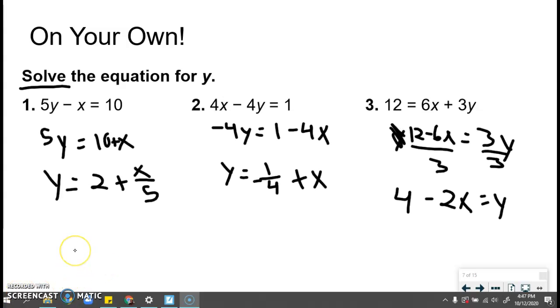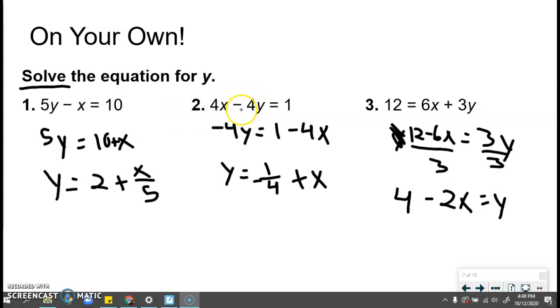Coming on back. So solving out for y on this first one, I automatically just moved over that x, so plus x, and then I want to divide out the 5. I can do 10 divided by 5 easily, that's 2, but I don't know what x divided by 5 is, so I leave it as x divided by 5.